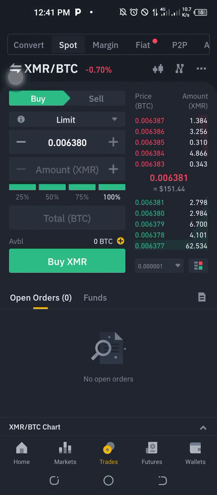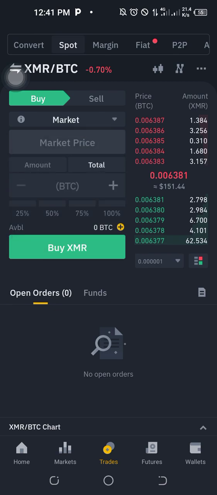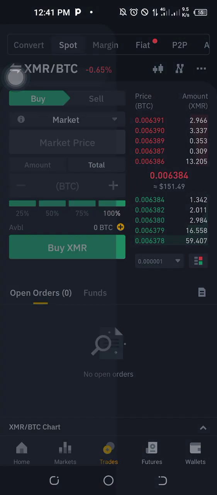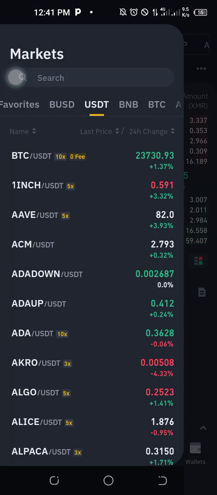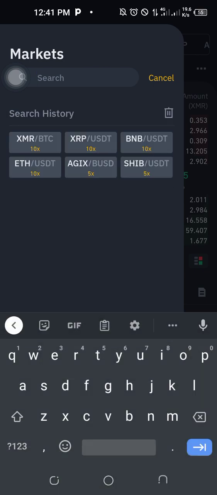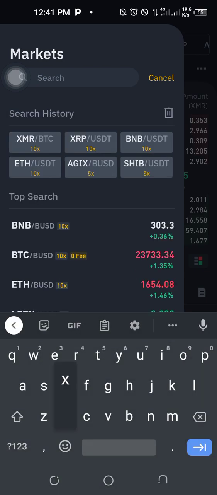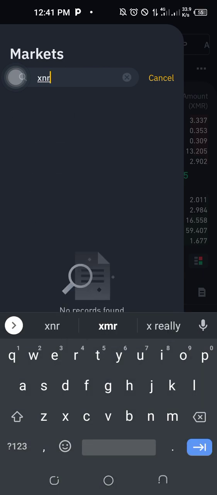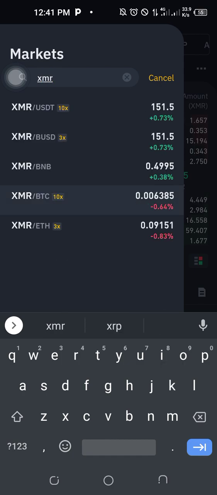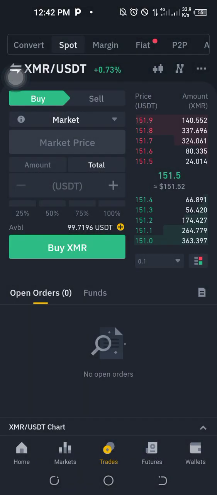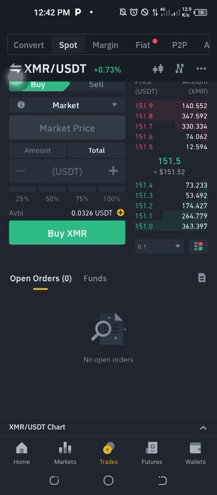So click on 100%. I want to buy on market order. Well, this is SMRBTC. I want to do SMRUSDT. SMRUSDT. That is what we have. We have USDT. So I'm going to be doing 100% of it at market order. Then I'm going to click on buy. Successful. So I've successfully bought.